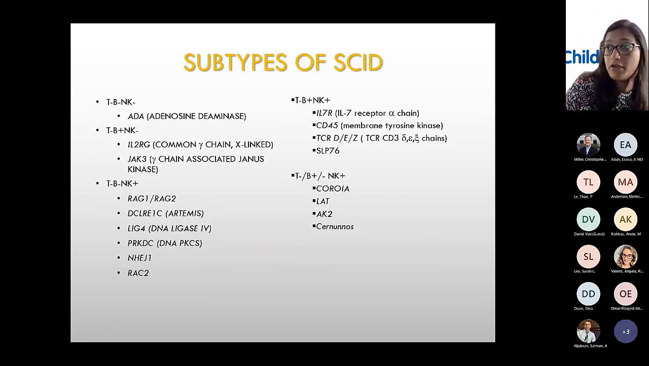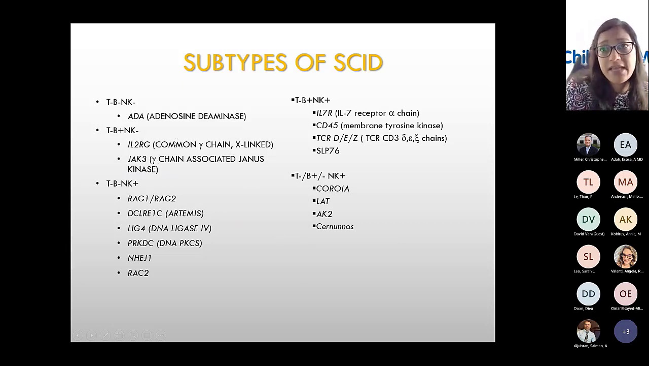So for SCID, you want to know the phenotype of SCID, which type of cells are affected. Apart from T cells, you want to look at B and NK cells if they are present or absent. And so based on those, these are the subtypes of SCID. And here is a long list of different genes that can give rise to different types of SCID. The most common type is common gamma chain or IL-2R gamma defect, which is X-linked.